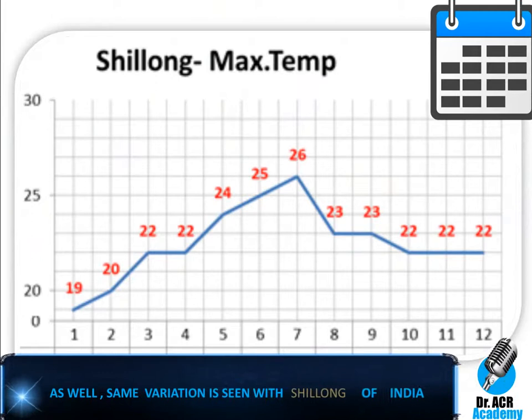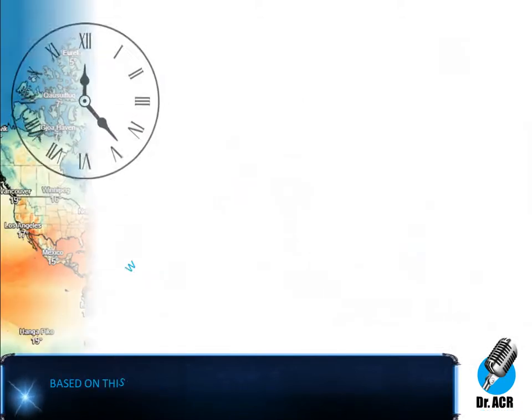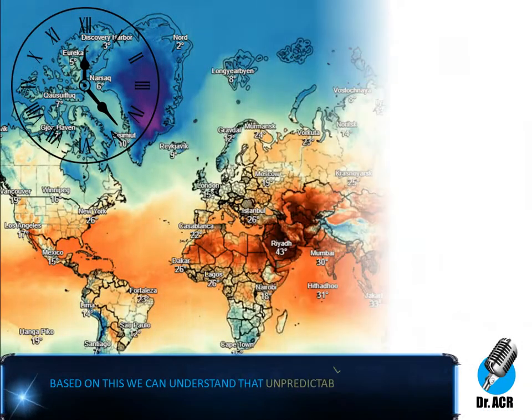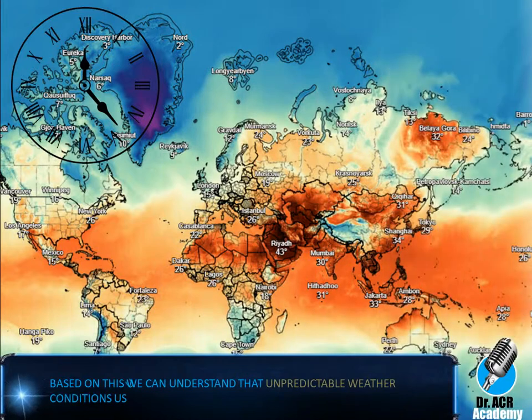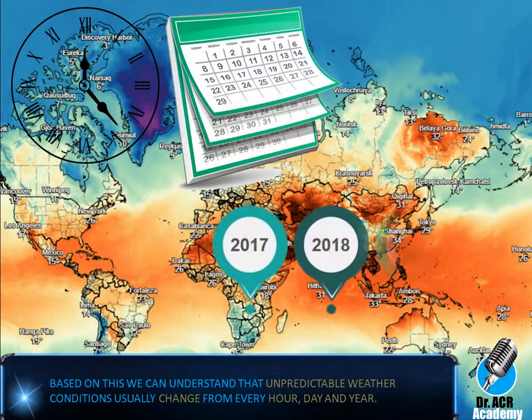The same variation is seen in Shillong, India. Based on this, we can understand that the unpredictable weather conditions usually change from hour to hour, day to day, and year to year.